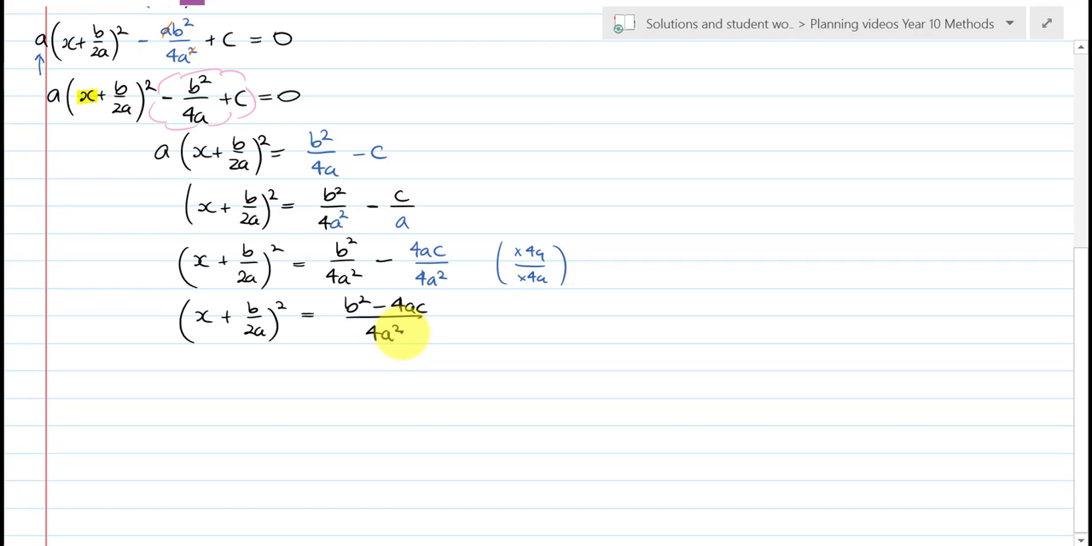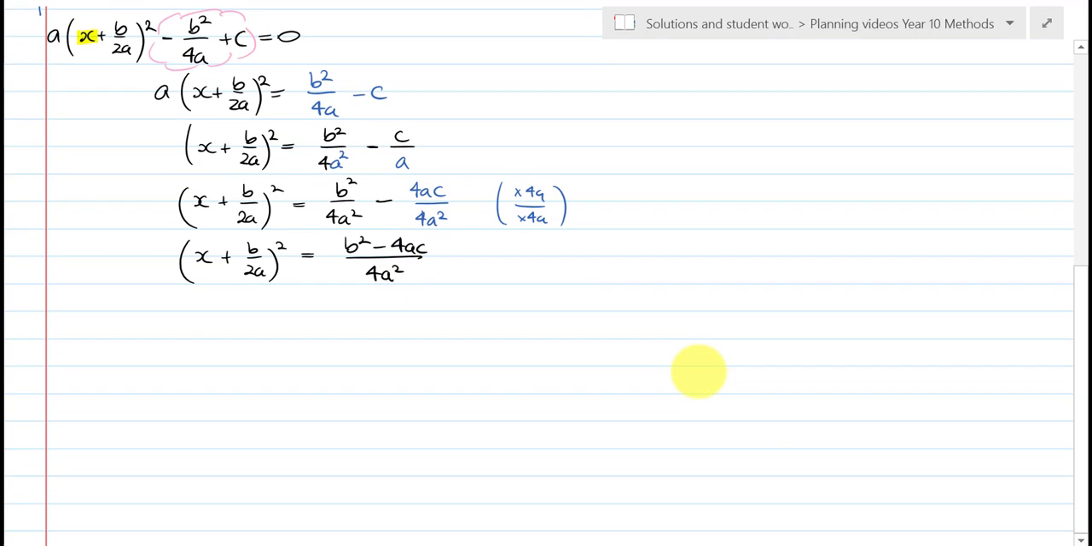I hope you're starting to see the beginnings of the quadratic formula here. Some stuff you'll be familiar with. Now I'm going to take a square root, and so taking the square root will give me x plus b over 2a is equal to the square root of b squared minus 4ac over 4a squared. And this can be written down as the square root of the top, b squared minus 4ac, over 2a, because the square root of the bottom is 2a. And so this is still x plus b over 2a.